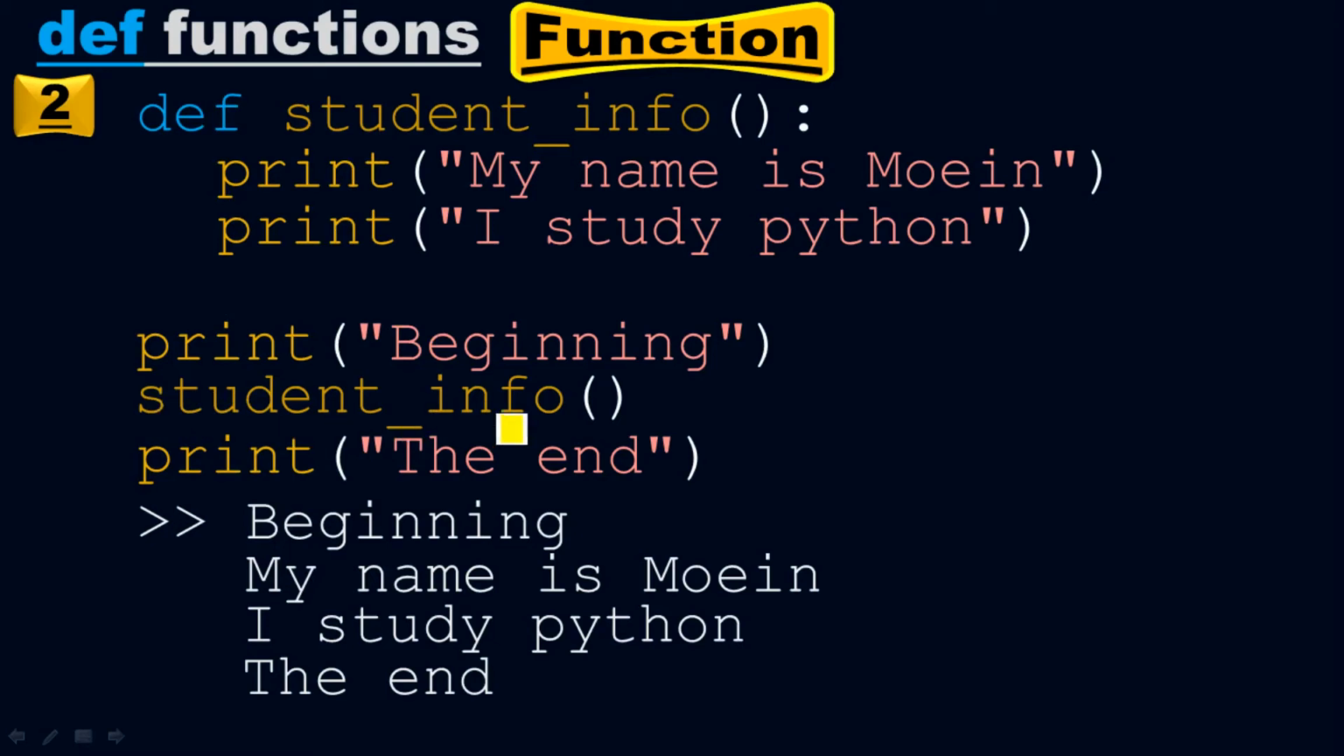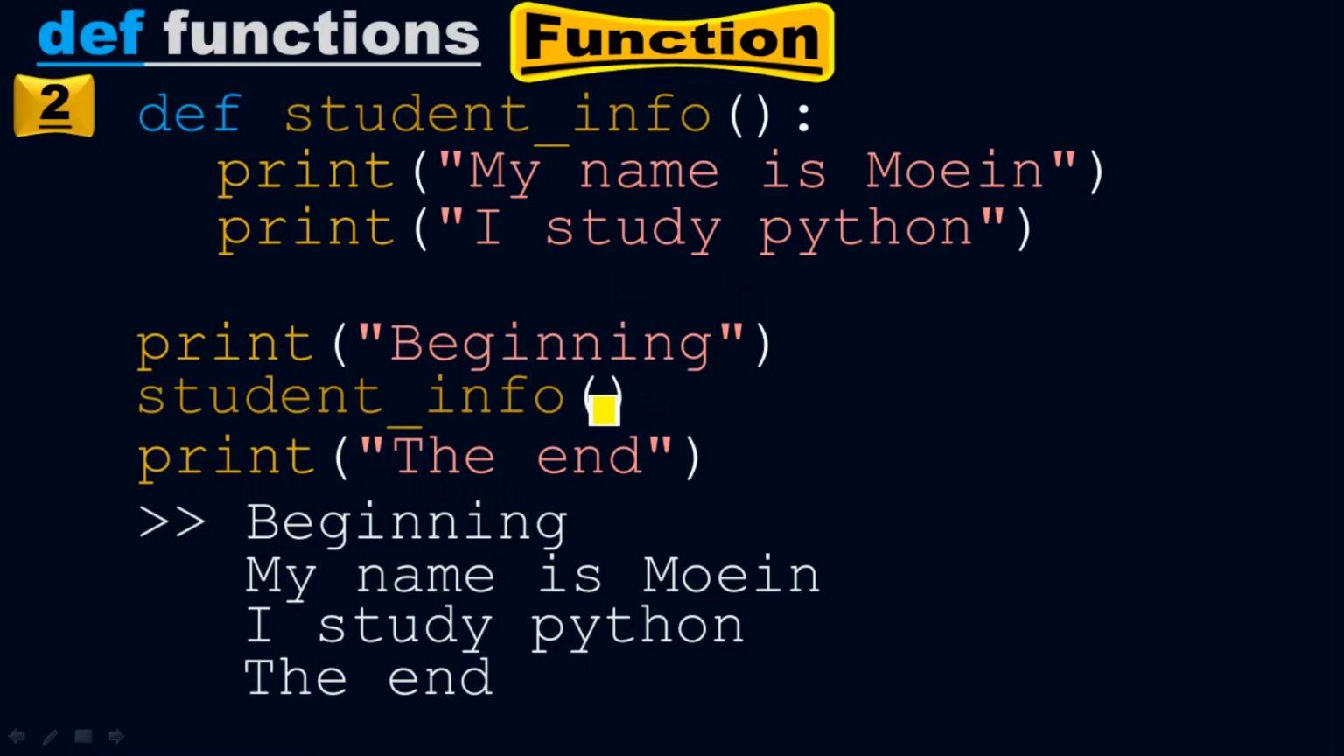So I put student_info here, and then what I did, I just randomly included one more print function above this defined function, which is print of "beginning", and then added one more print function below the defined function, print of "the end". So when you run it, the first line is the beginning, and then the defined function will activate. You will get "My name is Moein, I study Python", and then the ending print function.